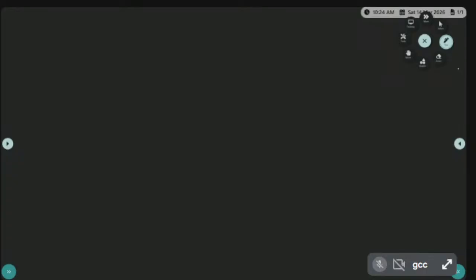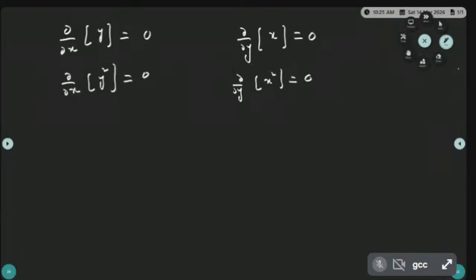Now, dou by dou x of y square. All of you say? Right. Y and x, different family. Dou by dou y of x square. What is the answer? 0. Dou by dou x of sin y: 0. Dou by dou y of sin x: 0. Okay.